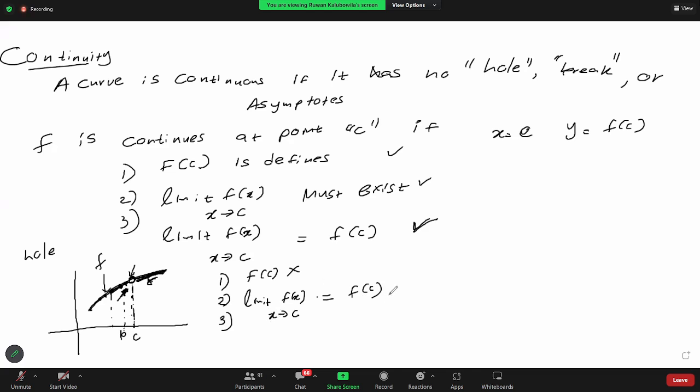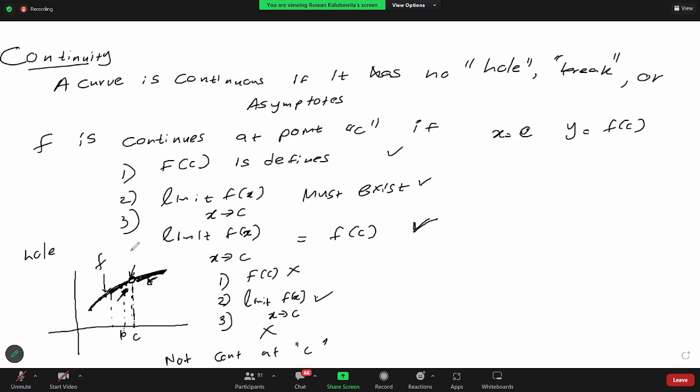But no need to write it down. Right? Let's mark this. Yes, this exists. Right. Third one, the limit of f(x) should be equal to f(c). Now we know that f(c) is not defined, so this one also fails, right? This statement fails. So we can say this is not continuous at the point c.